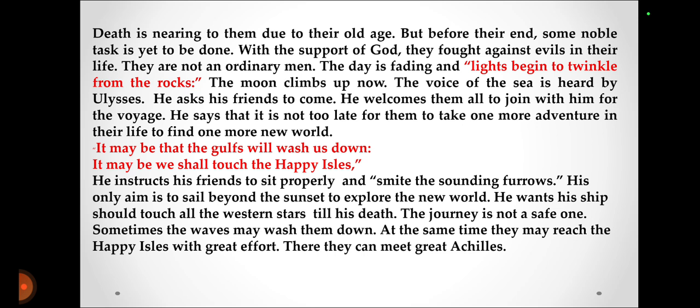So what's the meaning of happy isles? Happy Isles means actually the place ancient heroes were believed to go after death. And there they can meet great Achilles. Achilles means actually the hero of the Trojan War.